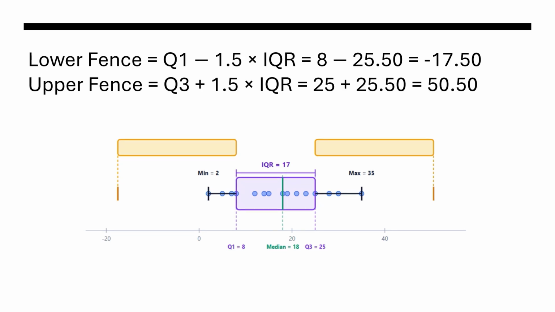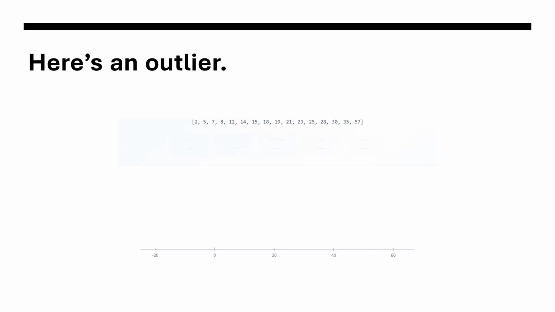Label the fences. Note that there are no numbers in our data set that are beyond the lower and upper fences. We do not have any outliers. I threw an outlier in there. I just tossed 57 in there.